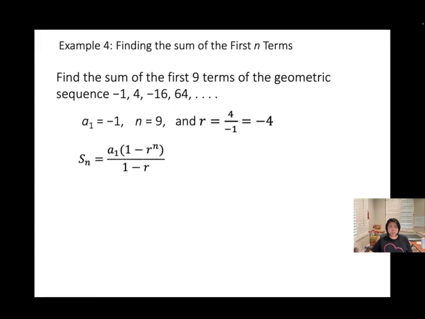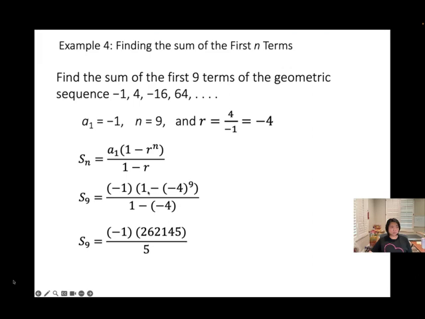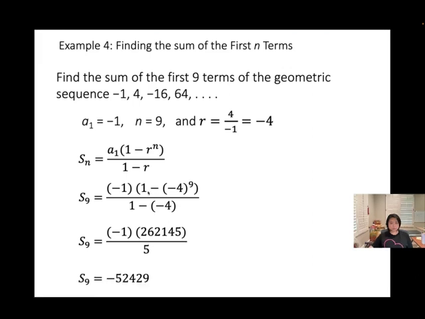So write down the partial sum formula. Okay, plug it in. Use your calculator for this guy. Negative 4 to the power of 9, and then plus 1. Okay, negative become positive. Simplify it. You're going to get negative 52,429.